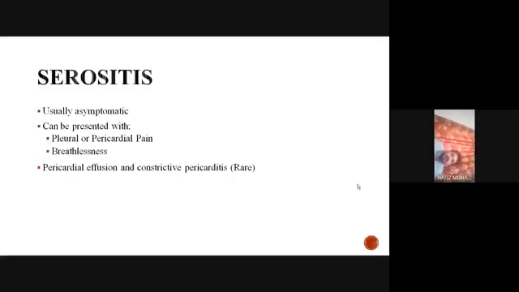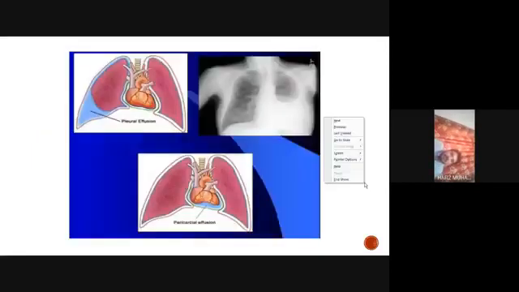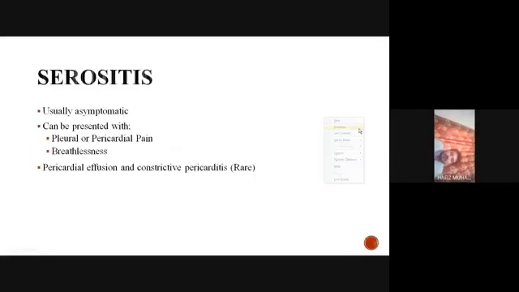Serositis. Serositis is an inflammation of the serous membrane or serosal membrane. It is the thin membrane that lines the internal body cavity and organs such as the heart, lungs, and abdominal cavity. It is usually asymptomatic, but can present with pleural or pericardial pain, breathlessness, pericardial effusion, constrictive pericarditis, which is a long-term or chronic inflammation of the pericardium. Next, please.